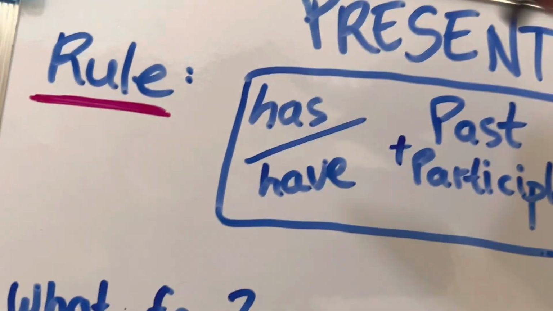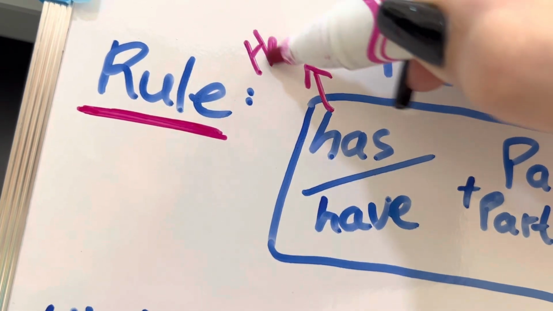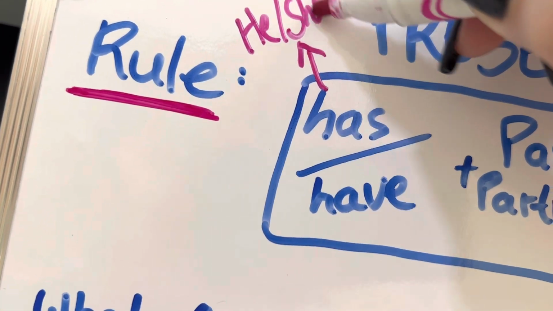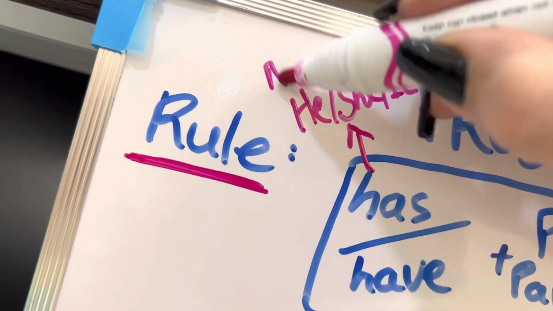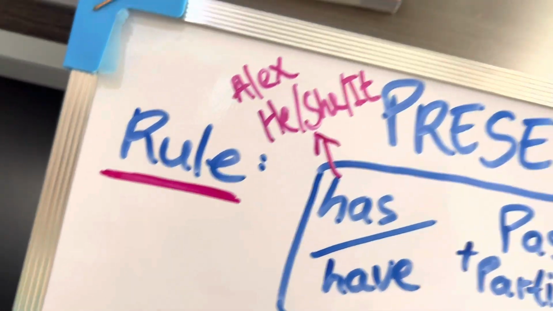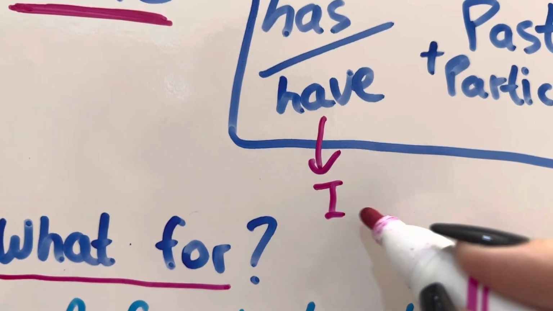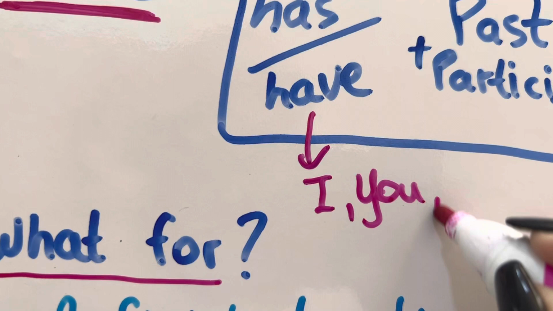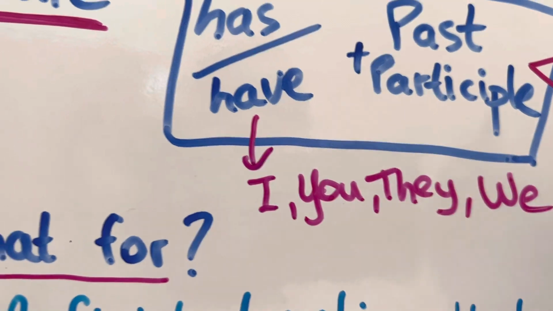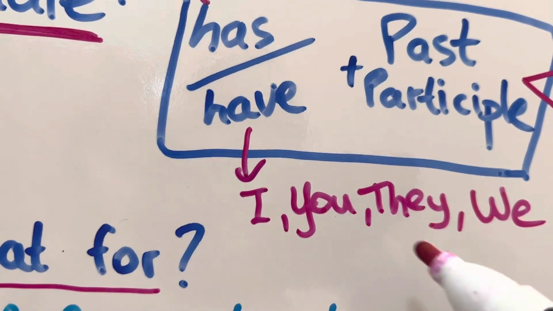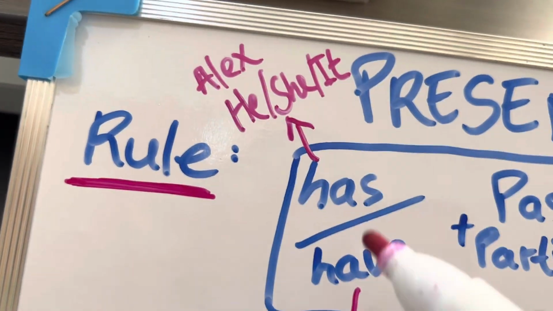Let's talk about first, when do we use has? We use has with the pronouns he or she or it, or for example, if we have a name like Alex or Muhammad or Ibrahim. Then have, we use it with the pronouns I or you or they or we. Okay, so for example, I have, you have, they have, he has, she has, Alex has.